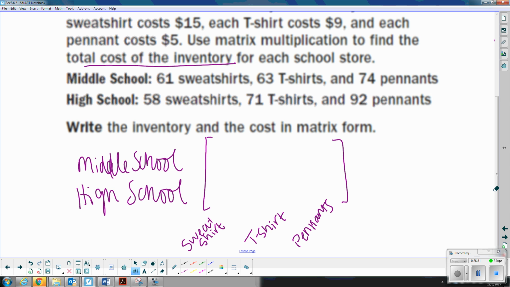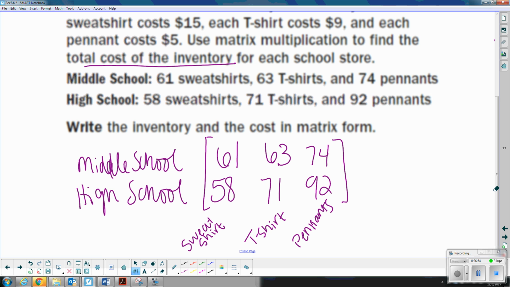Okay, so it says that the middle school has 61 sweatshirts, 63 t-shirts, and 74 pennants. And the high school has 58 sweatshirts, 71 t-shirts, and 92 pennants.